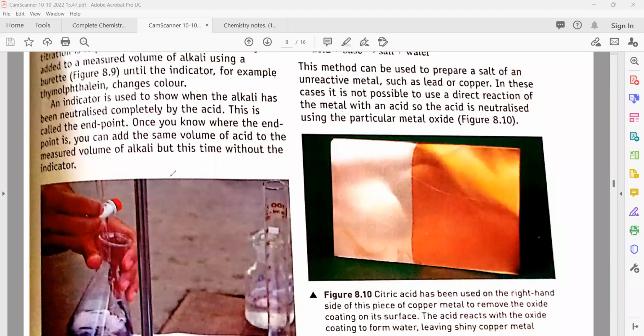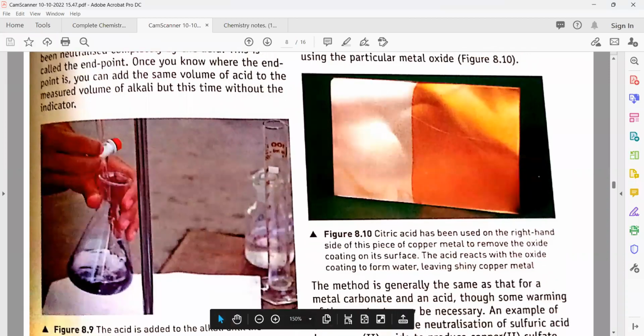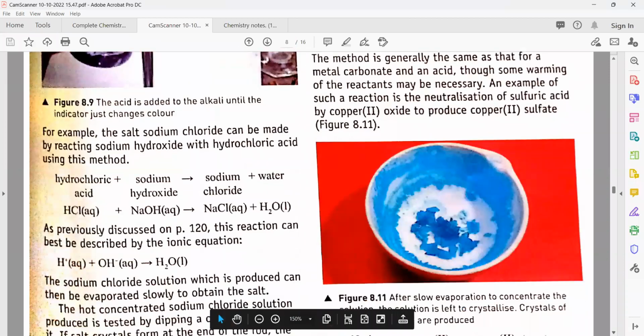Yes. Okay. Once you know where the endpoint is, you can add the same volume of acid to the measured volume of alkali, but this time without the indicator. Then you do not need the indicator because you know that is your endpoint. Only this amount of acid is required to neutralize a specific amount of alkali, so you can get your product.